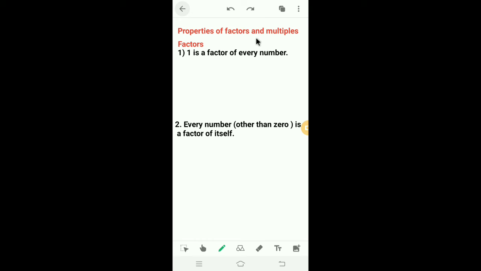Let's recall properties of factors and multiples. The first property of factor is 1 is a factor of every number. For example, 1 fifteens are 15. 5 minus 5 is 0. 1 minus 1 is 0. So we can say 1 is a factor of every number. We'll take one more example. 1 twelves are 12. 2 minus 2 is 0. 1 minus 1 is 0. So 1 is a factor of every number.